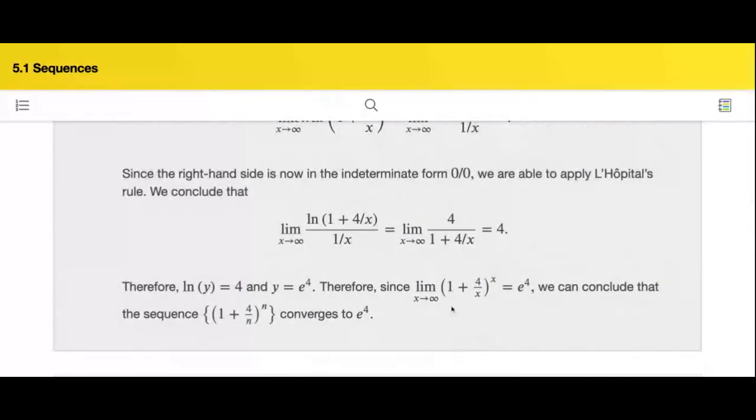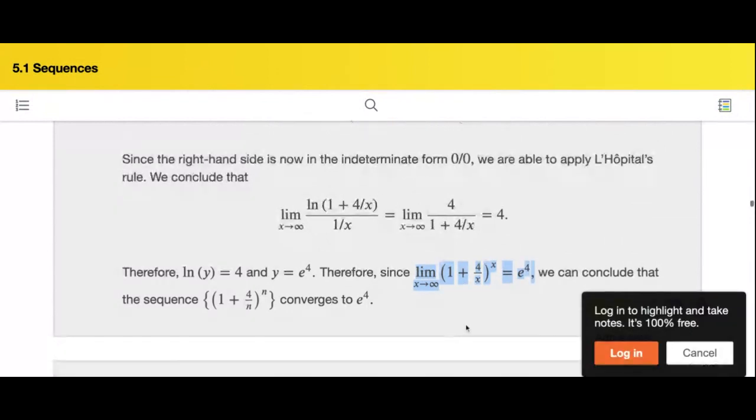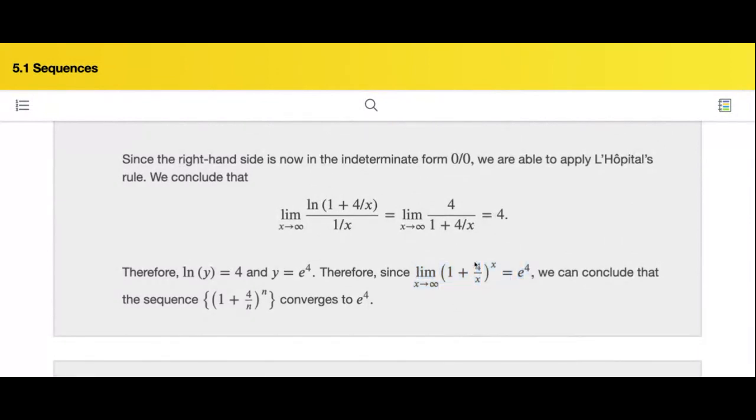Okay, any questions? Oh, okay, right here. That's e raised by 4. So 1 plus 4 over x raised by x, when x goes to infinity, is the Euler number raised by 4. So whenever we have this kind of limit, we take a logarithm to deal with it. Okay, any questions?